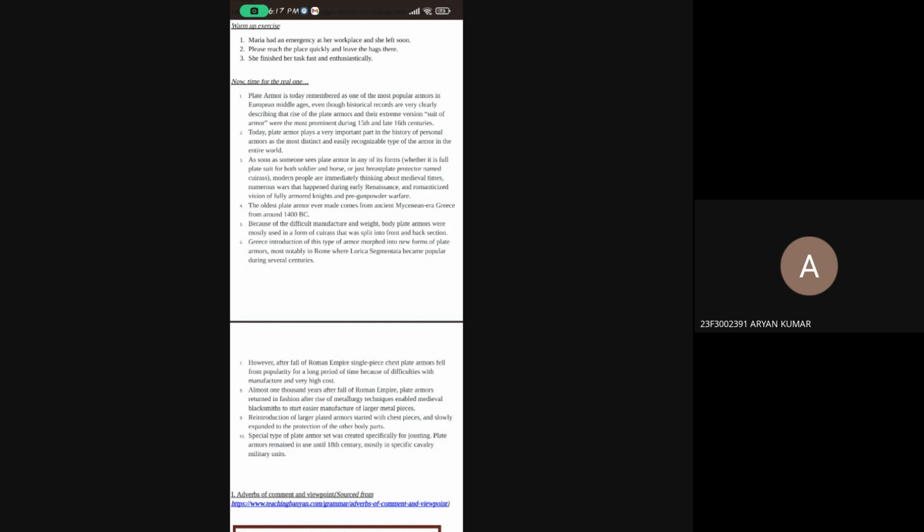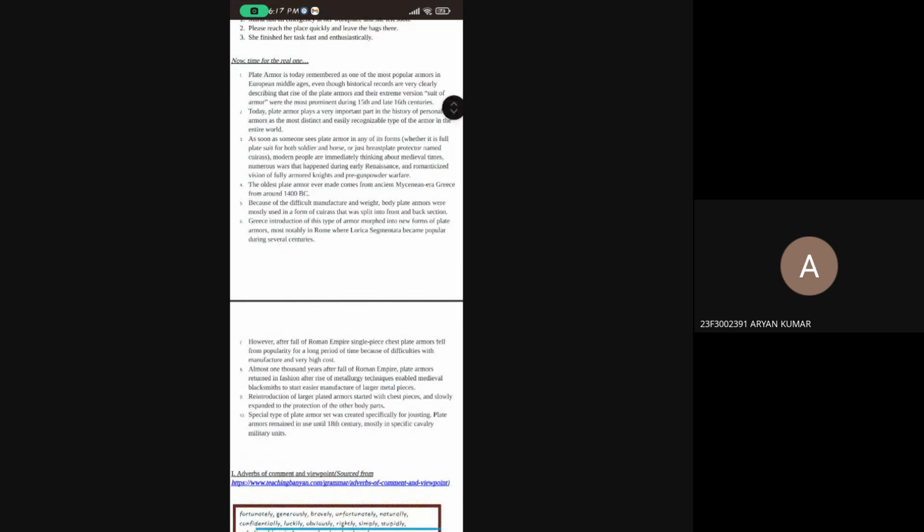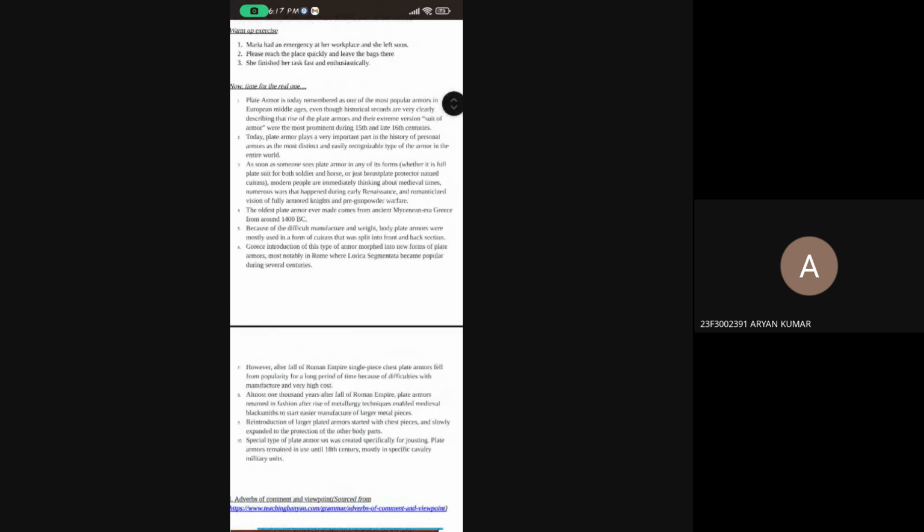Now, the second sentence: "Today plate armor plays a very important part in the history of personal armors as the most distinct and easily recognizable type of the armor in the entire world." First line: today, yes, definitely is an adverb. Then very, correct. So today and very in that line.